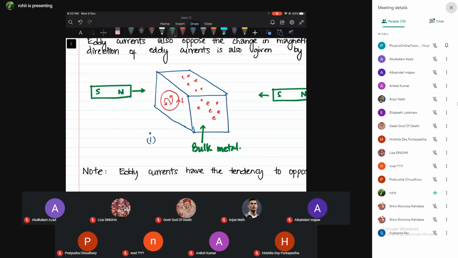You will agree that I'm bringing the North Pole closer and closer towards this bulk piece of metal. That is what I'm doing, right? So what will happen? The free electrons inside this metal will be forced, right?